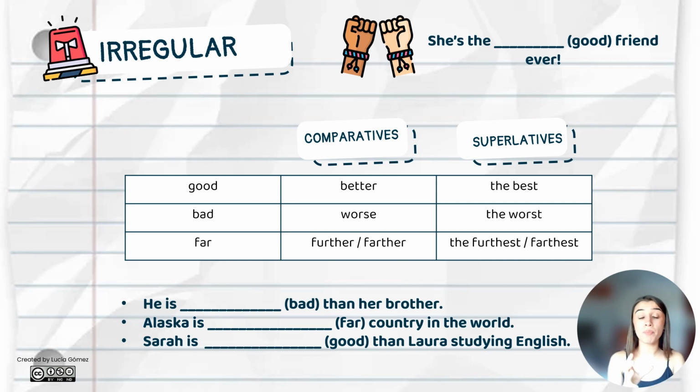These are some adjectives that we need to learn by heart. Nos tenemos que aprender de memoria. Good, the comparative is irregular, better, and the superlative the best, okay? Then bad, it's going to be worse and the worst. And far, lejos, it's going to be farther and the farthest.